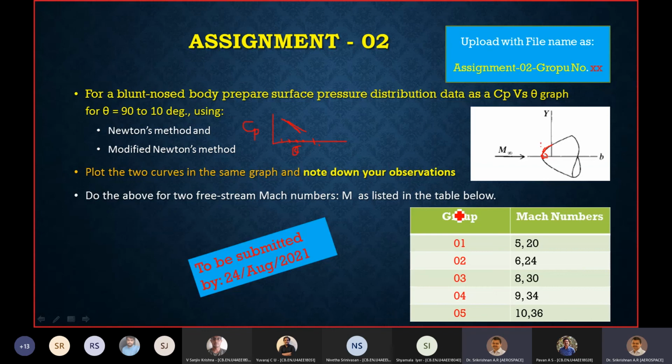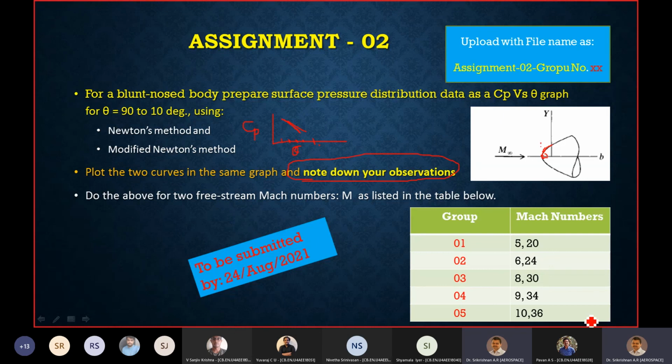And then you should compare, and very importantly, you should note down your important observations, how that varies for different Mach numbers. This has to be done for different Mach numbers. Actually, each group has to do it for 2 Mach numbers. I've written that here. Group 1 has to do for M infinity equals 5 and M infinity equals 20. Group 2 for M infinity equals 6 and M infinity equals 24. So I have given a lower Mach number and a higher Mach number for each group.